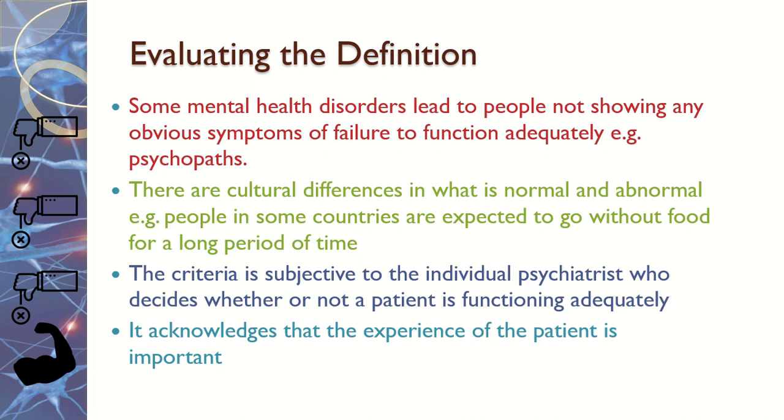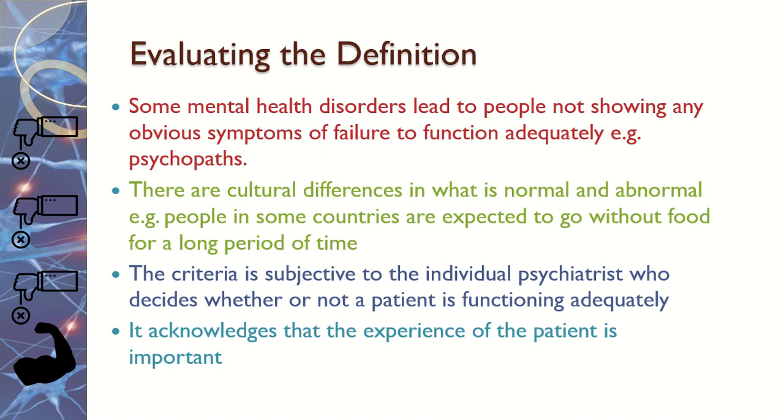The third one is that the criteria is subjective to the individual psychiatrist who decides whether or not the patient is functioning adequately. So that psychiatrist or doctor has the decision whether someone is functioning adequately or not, and that provides them with a lot of power, and that means that we might get inaccurate diagnoses or unreliable diagnoses because one psychiatrist might diagnose you with something and another might not, depending on whether they think that you are in enough distress.